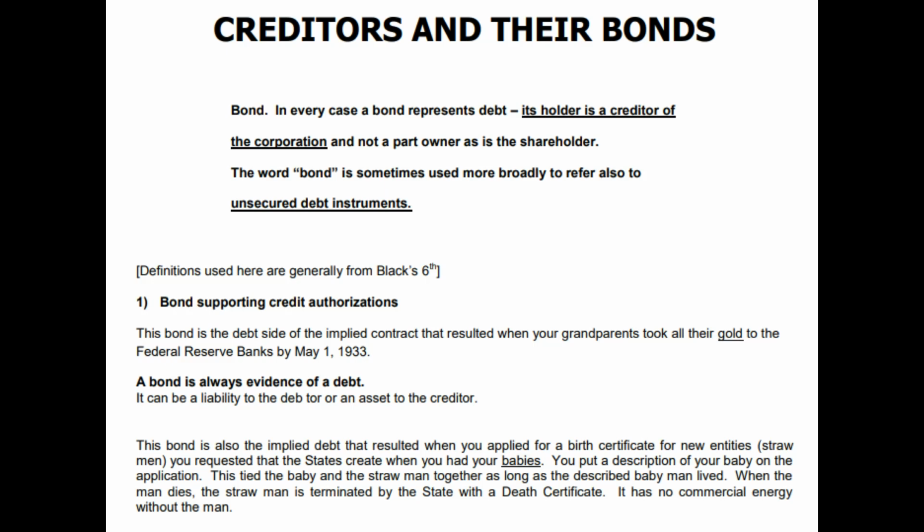This bond is the debt side of the implied contract that resulted when your grandparents took all their gold to the Federal Reserve Banks, May 1st, 1933. So a bond is always evidence of a debt, just like your certificate of live birth is a bond, right? It's a promise to pay. They essentially placed you in debt before you could even speak. So that's not legal, for one. You know what I mean?